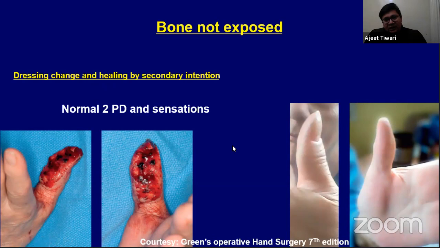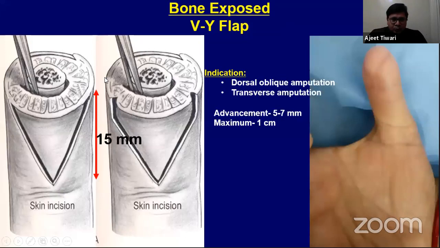If the patient has exposed bone, we should go for the VY flap cover, or if the patient has dorsal oblique amputations. The important thing regarding the VY flap is that the base of the triangle is over the defect, and the base is as wide as both sides of the nail fold. It should not be larger or smaller than the nail folds. And the apex of the triangle should be proximal, at the flexure crease. It should not cross the flexure crease of the DIP joint.